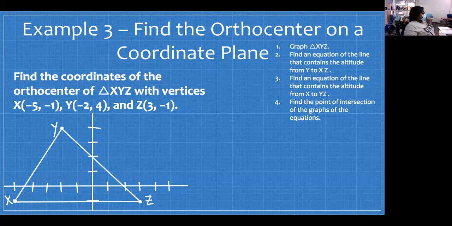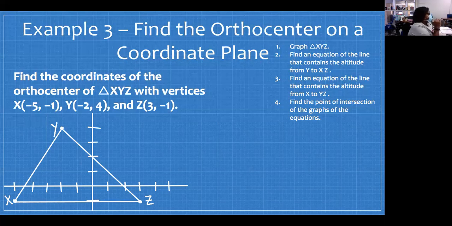So based on this triangle, is my orthocenter going to be inside, on, or outside of the triangle? Inside, right? Because this is an acute triangle. So if we don't get an orthocenter that's on the inside, then we've done something wrong. Okay. So now, by definition, the orthocenter is the point of concurrency of the altitudes, and the altitudes go from a vertex perpendicular to the other side, right?